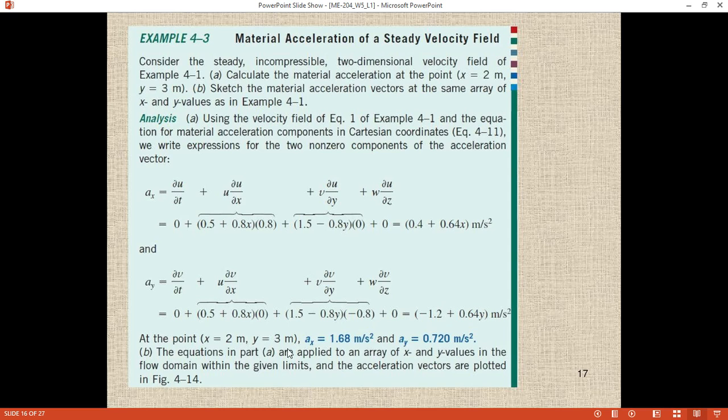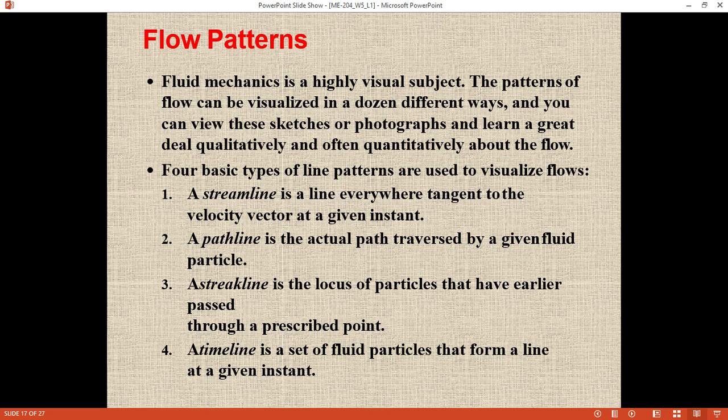Okay, so this is the value of x and y. So let's move on to the flow pattern. Fluid mechanics is a highly visual subject, because we definitely visualize the physical behavior of fluid. The pattern of the flow can be visualized in a dozen different ways, and you can view these sketches or photographs and learn a great deal qualitatively and often quantitatively about the flow.